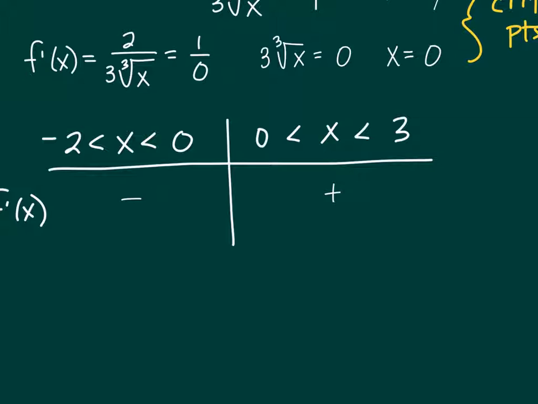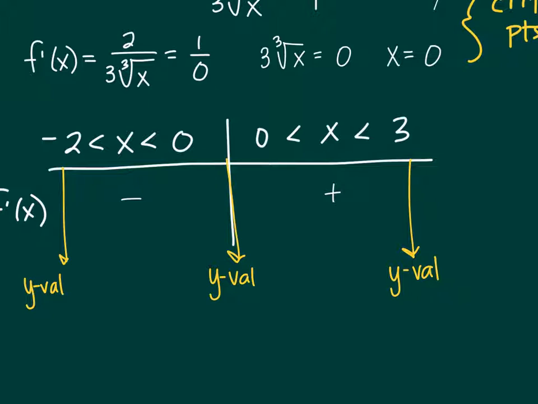So here's another way to kind of check your y values. I'm going to need 3 y values. Sometimes people do it like this. Just check the y value at -2, check the y value at 0, and check the y value at 3, and that goes back to the original function. You're going to plug the original function back in. And so the original would be -2 to the 2/3, 0 to the 2/3, and 3 to the 2/3.